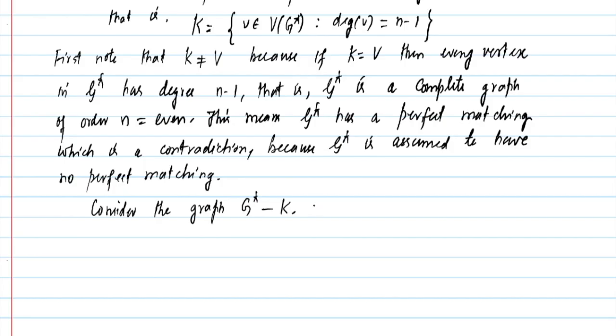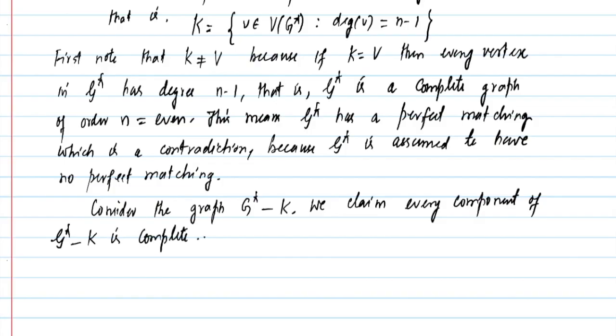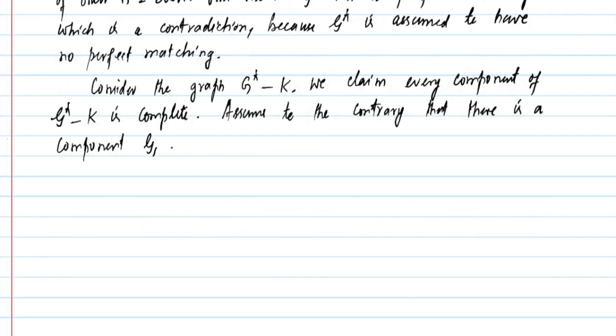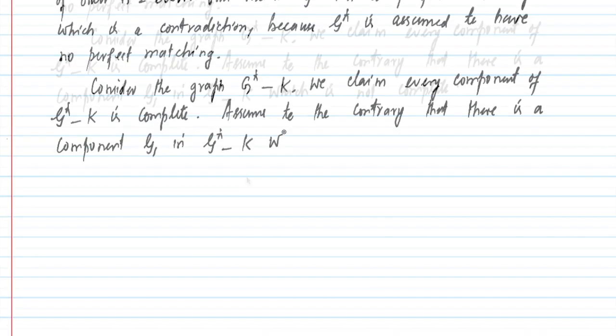Then we claim every component of G star minus K is complete. So we are here assuming that every component of G star minus K is complete, that is, a complete graph. So assume to the contrary that there is a component G1 in G star minus K, which is not complete.